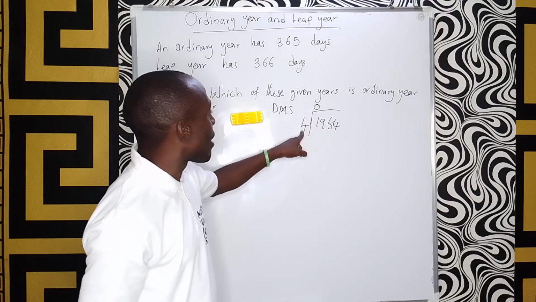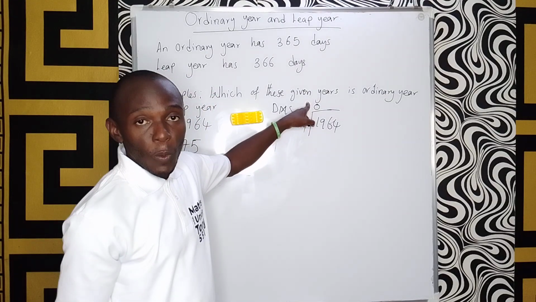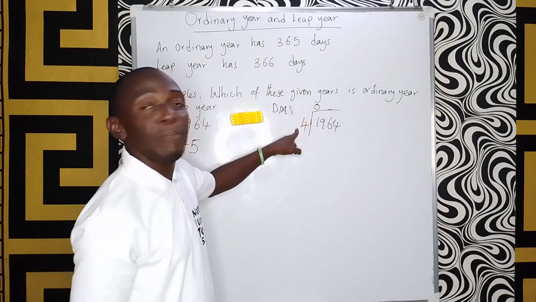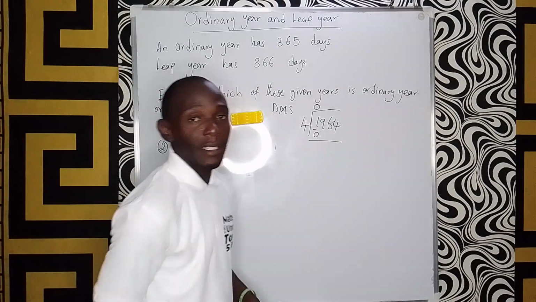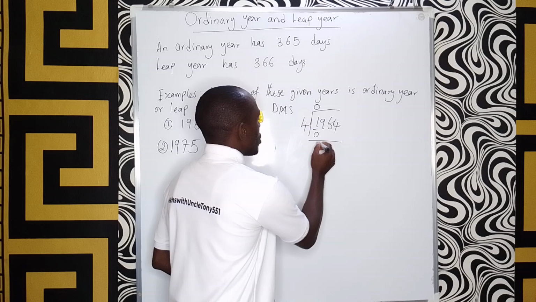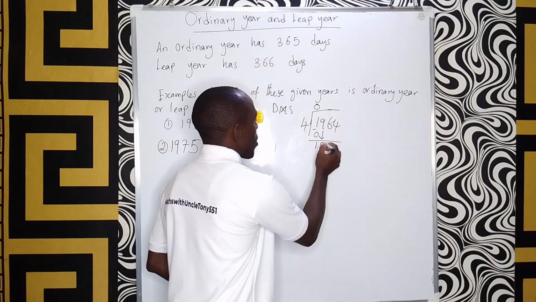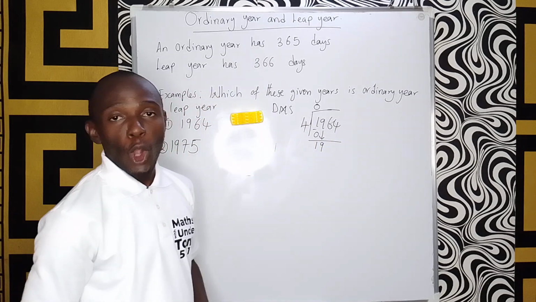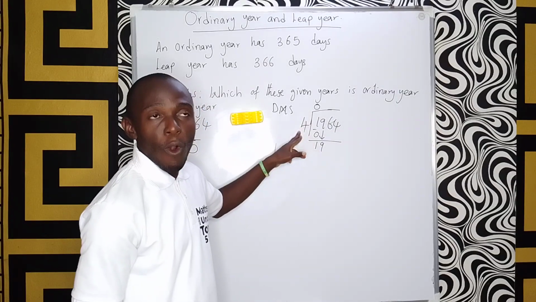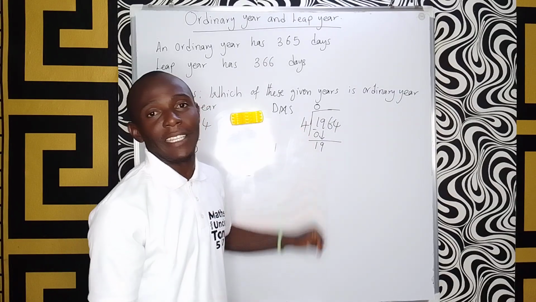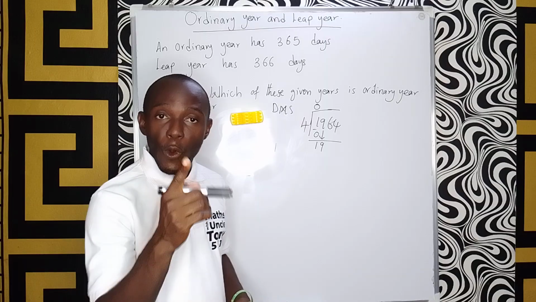Division is 1 divided by 4. It cannot. We put 0. Then multiplication, 0 multiplied by 4 is 0. We draw our line, then we subtract. 1 take away 0 is 1. Then you bring down the next number, which is 9. It becomes 19. 4 into 19, or 19 divided by 4. How many times will 4 go into 19? 4 will go into 19 4 times.